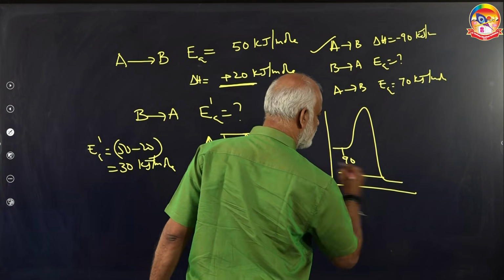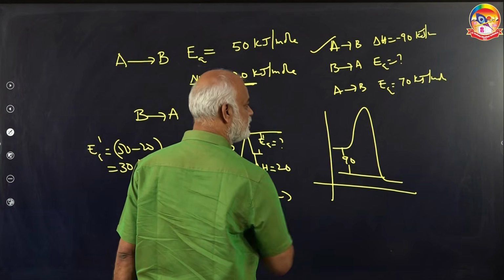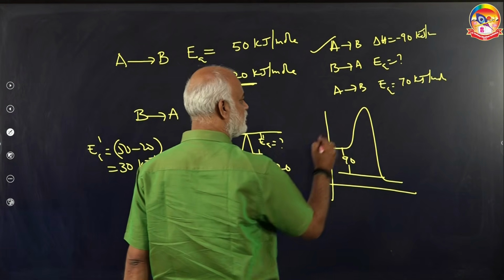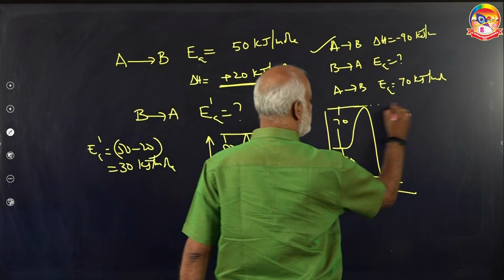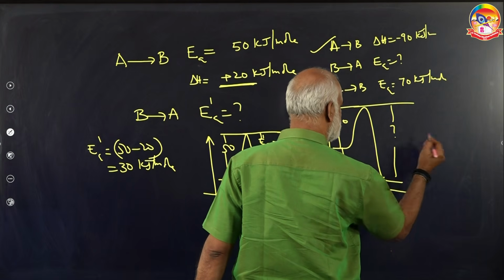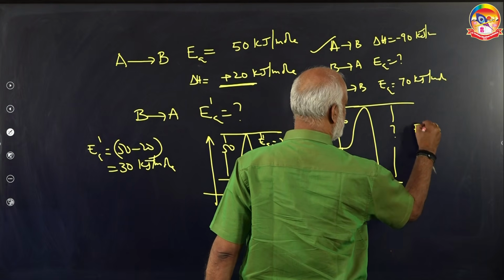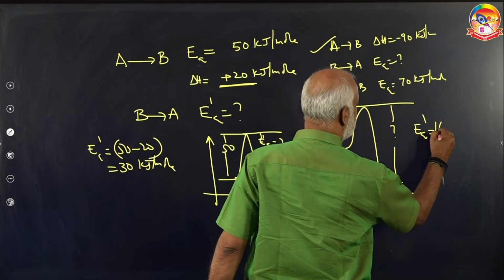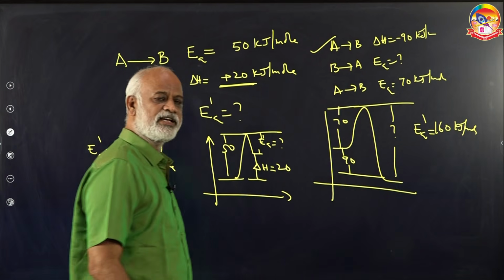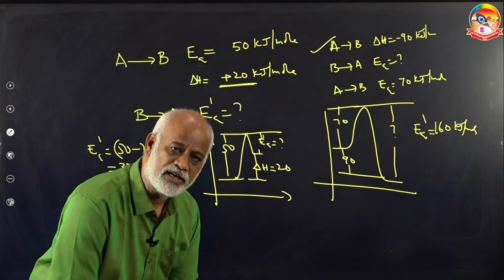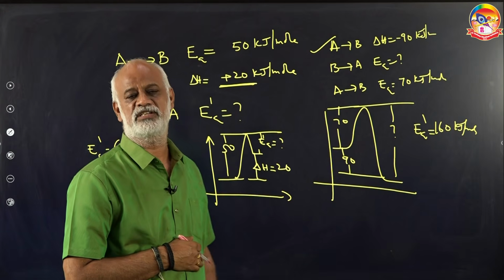What is the delta H value given? Oh, 90. This is the delta H value. What is the EA value given? Oh, this is 70. Very nice. What is this value equal to? Very simple. EA dash is equal to 160 kilojoules per mole. So this is how we can solve the questions and understand, I hope, the activation energy.